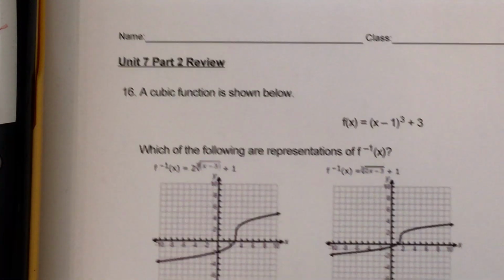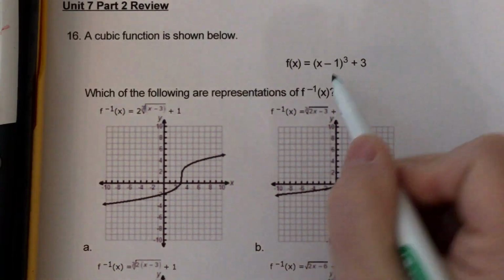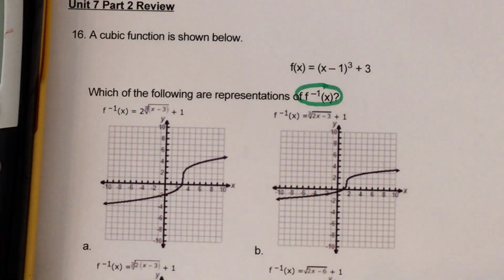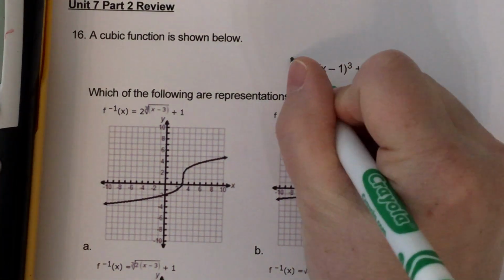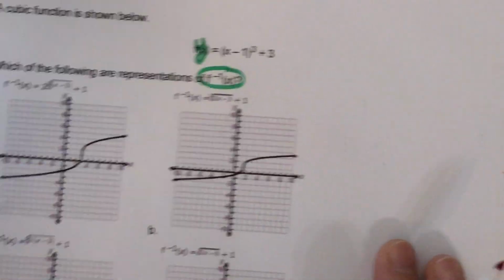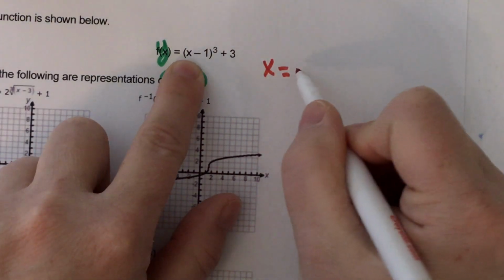Okay, a cubic function is shown below. Which of the following are representations of the inverse of f of x? All right, well, we need to find the inverse to know. So remember, f of x is a fancy y. We need to switch the x and the y around. So this y becomes an x, and this x becomes a y.